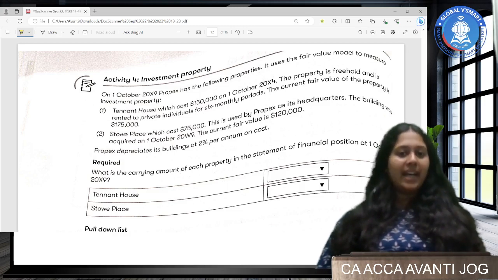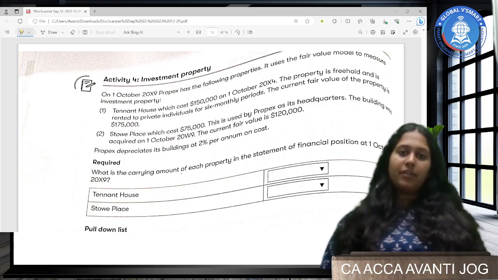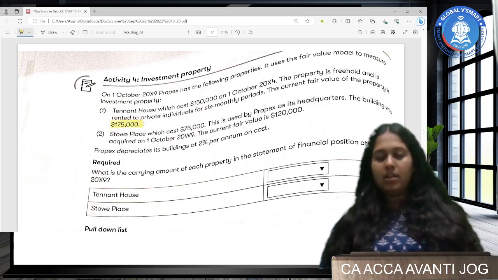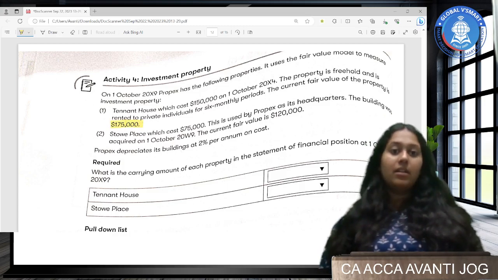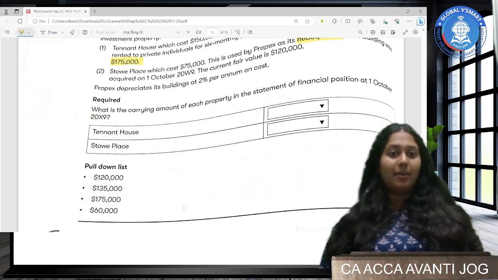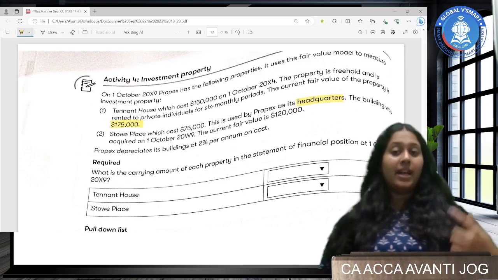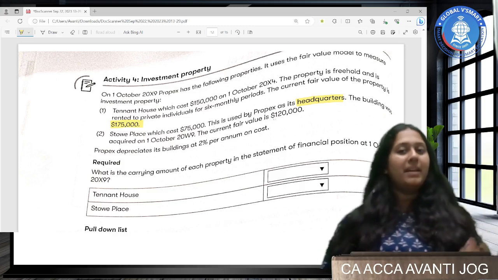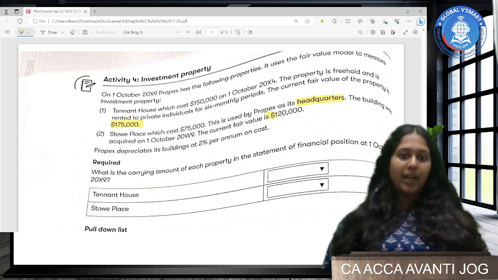Okay. So carrying amount. So first of all, for the tenant house, you will use 1,75,000. Tenant qualifies as an investment property. Stove is used as its headquarters, so for administration. So it does not qualify as an investment property, it will be qualified as PP because you are not giving the stove place on rent. So its current value is 120.